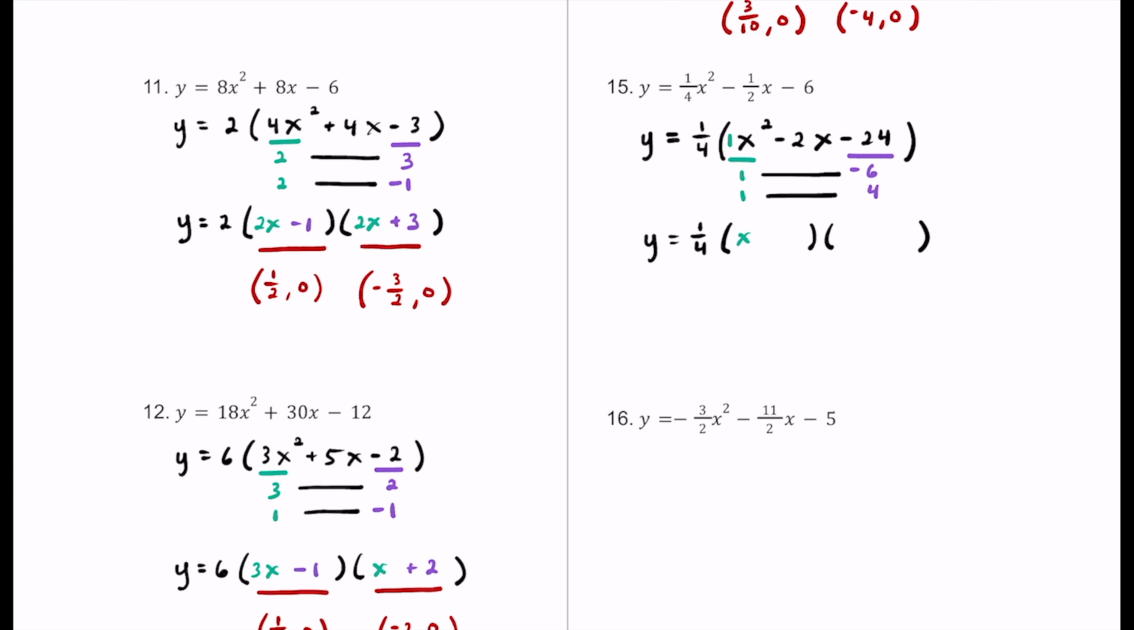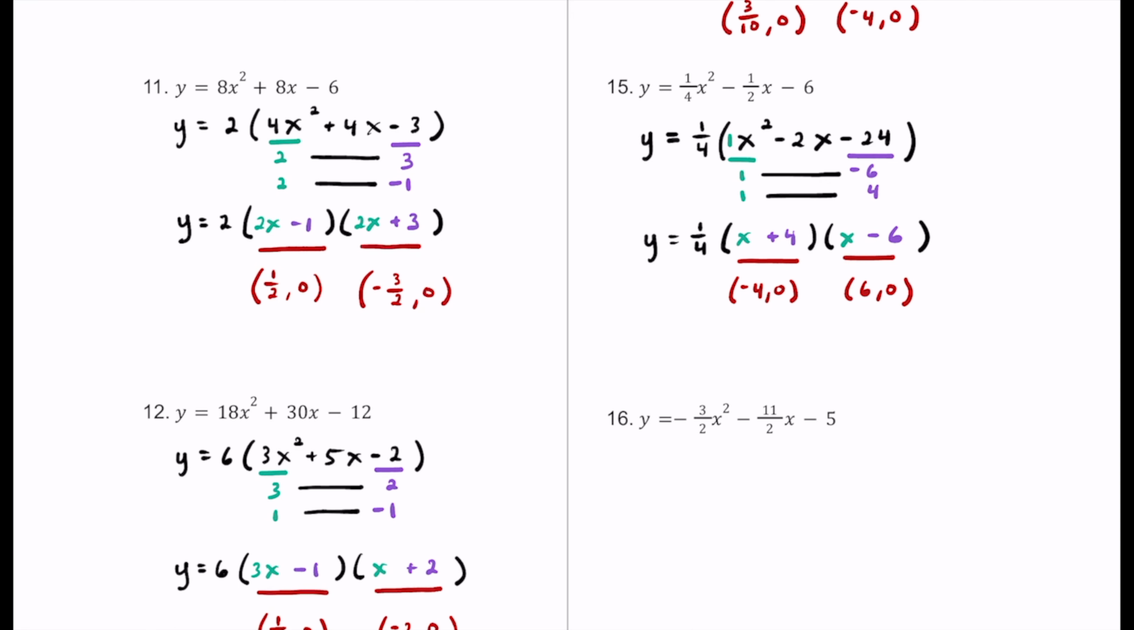And we're going to have x and x. And let's go with a minus 6 on the outside and a plus 4 on the inside, but technically it doesn't matter, right? Since they're both 1x and 1x. The two x-intercepts would be negative 4, comma 0, and the other would be 6, comma 0. Okay, so there's number 15.